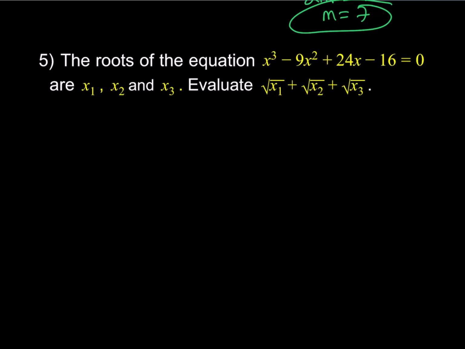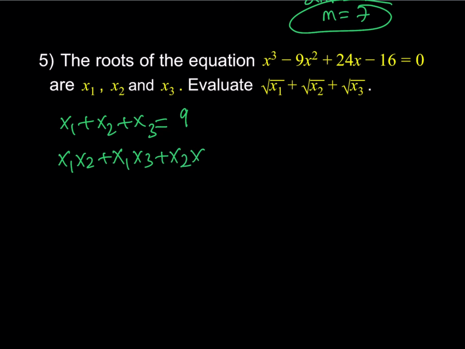Now, what am I supposed to do? Well, I can write a couple things here. I can write the sum, which is 9, right? And then I can write the two-way products, x1 x2, x1 x3, and x2 x3. Remember, it's negative b over a, c over a. So that's going to be 24. And then I can write the product as well, which is going to be negative, positive, negative, but it's already negative, so that's going to make it positive. So I have these three quantities that I can use for my expression.